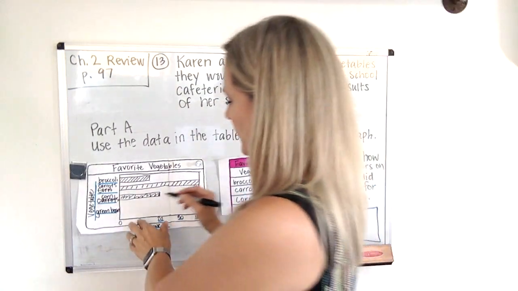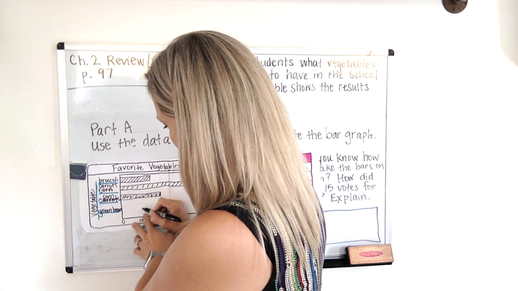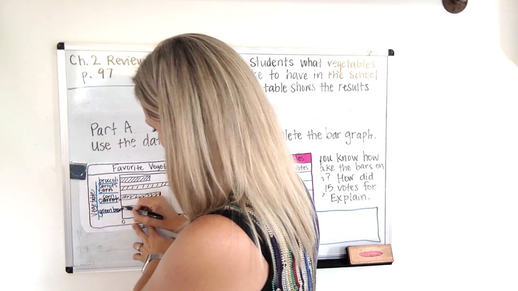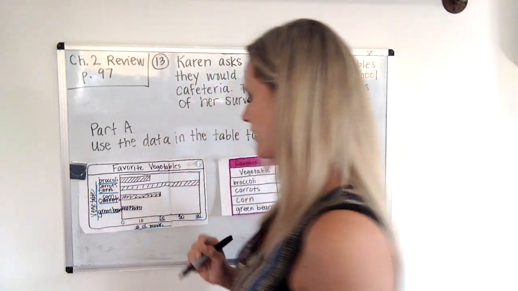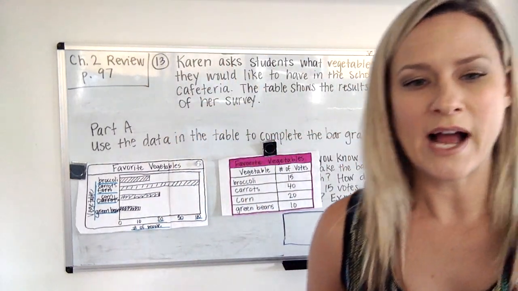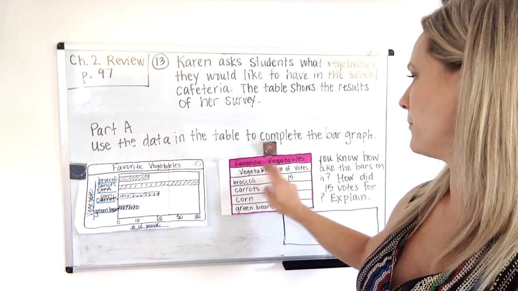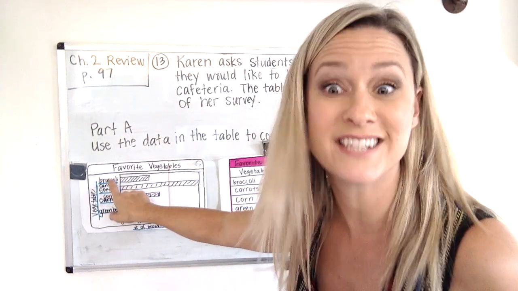Okay, so 10 for green beans. We're going to go up from the 10. Fill in the green beans. Okay, there we go. Graph complete. I have 3 labels. Boom, boom, boom. I got my things in order.